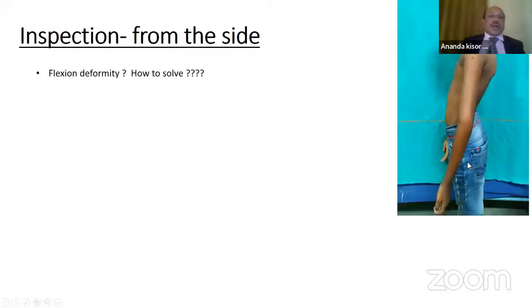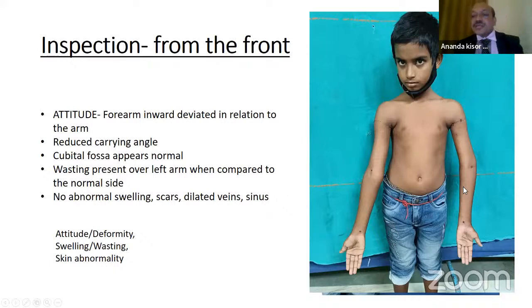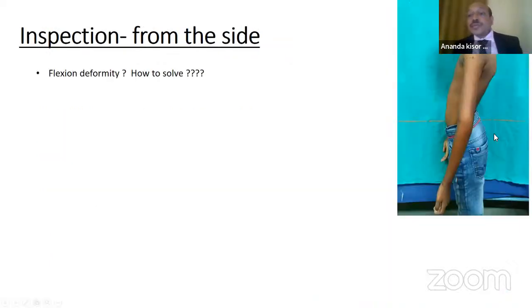Now, suppose a case is looking like this. Yes, you can inspect it. Keep your mind open. Can it be cubitus varus, or may it be cubitus varus with some flexion deformity? You can see here, patient. If you see from the side, there is a flexion. How to solve it? So there is some dilemma. Can you tell if it is cubitus varus or not?